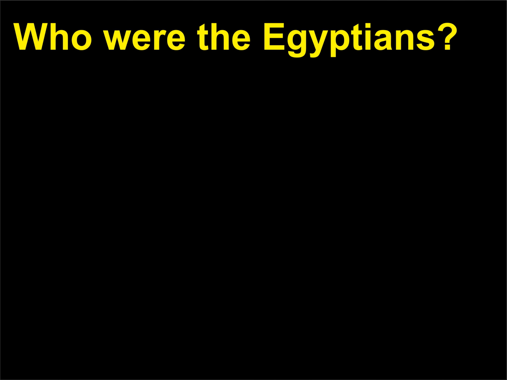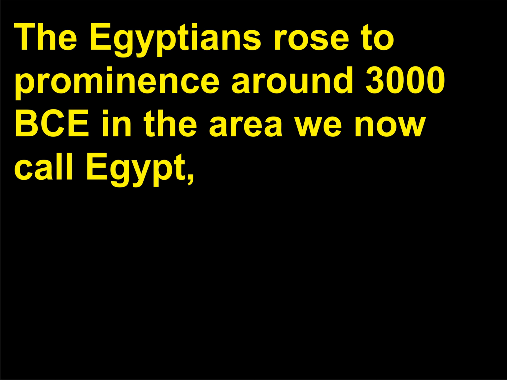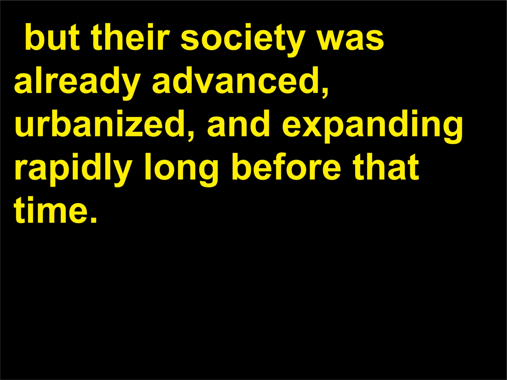Who were the Egyptians? The Egyptians rose to prominence around 3000 BCE in the area we now call Egypt. But their society was already advanced, urbanized, and expanding rapidly long before that time.